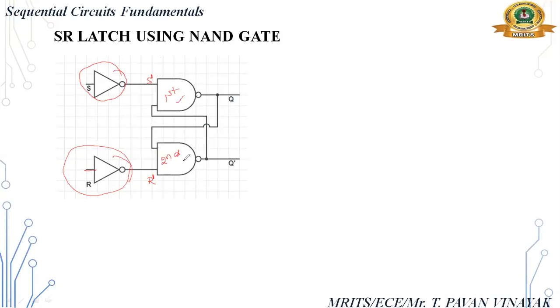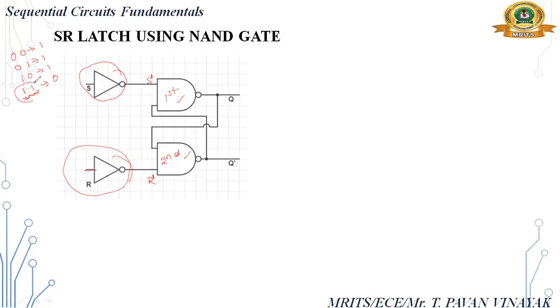Now we are using NAND gate. The NAND gate truth table is: whenever 0, 0 output is 1. 0, 1 output is 1. 1, 0 output is 1. When both inputs are 1, output is 0.